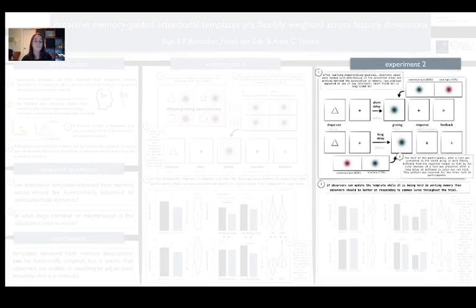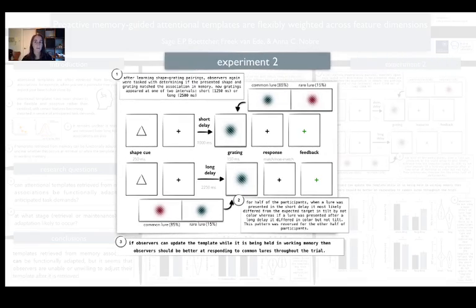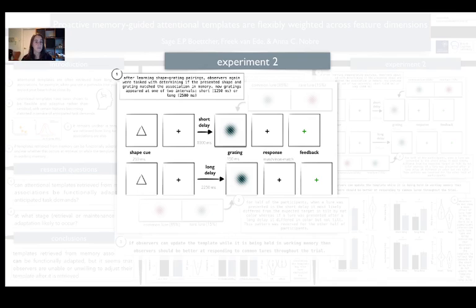In experiment 2, we wondered when this adaptation might occur, that is, at retrieval, or while the representation is being maintained in working memory. The basic setup between experiment 1 and experiment 2 were very similar, with one critical manipulation. Here, in experiment 2, in 50% of the trials, the grating appeared after a short delay. In the other half of the trials, the grating appeared after a long delay.